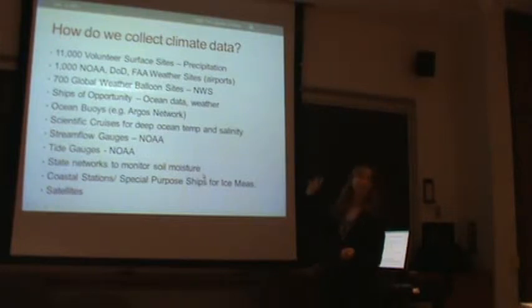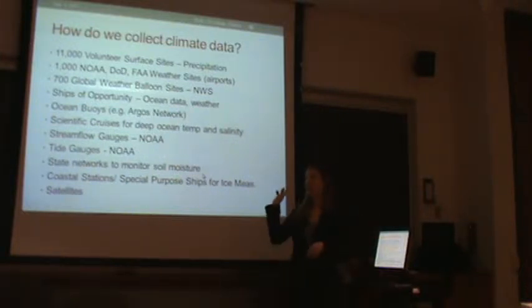For deep ocean temperature and salinity, those measurements are a little bit more difficult to get in detail, so they send out scientific cruises that collect that information, and that's basically the only way to get that. NOAA runs stream flow gauges and tide gauges that basically monitor the water. They have tens of thousands of those, I think, around the United States, so all over the place. They're really trying to fix them up right now. They're looking for funding to improve the stream gauge system.